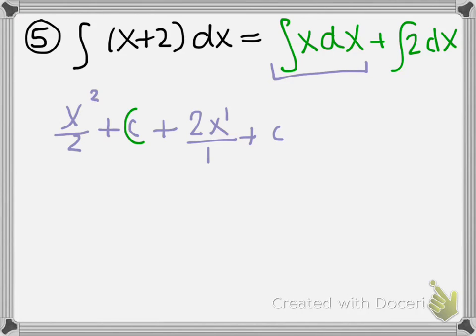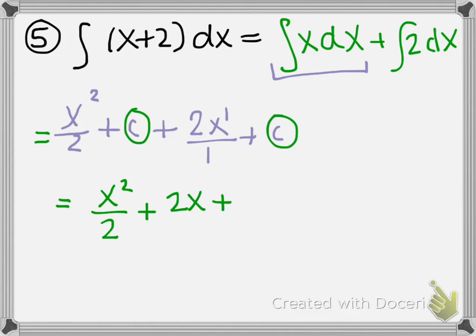Now, it looks like there are two c's in our answer, but a constant is a constant, so it doesn't matter. We only need to use one of the c's. So our final answer in this one would just be x squared over 2 plus 2x plus c. Again, we don't need to have multiple c's. We don't know what c is, but when you add c to c, you still get some random constant.